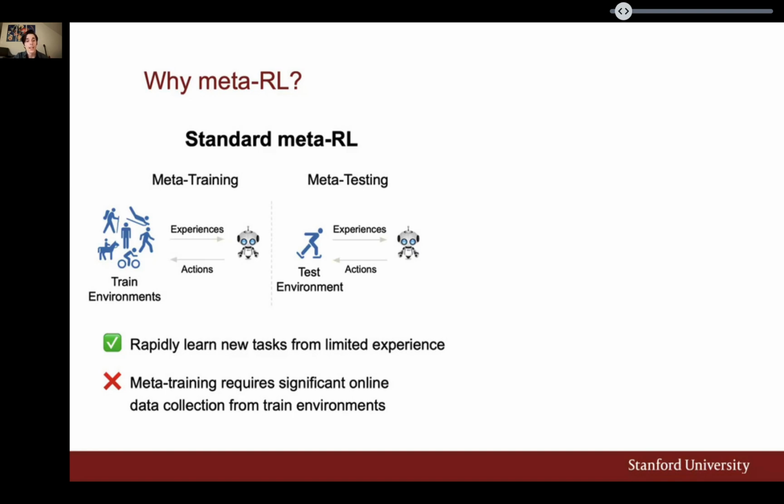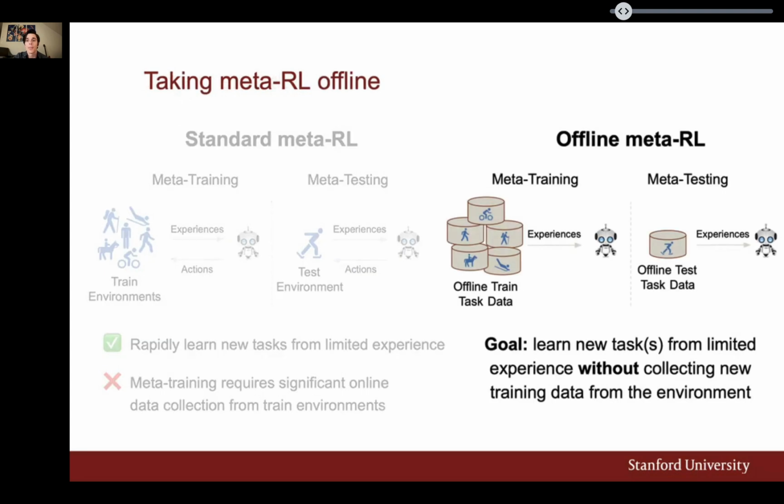However, meta training typically requires a significant amount of data collection in the environments, which can be costly. So in our paper, we introduce the offline meta-RL setting and ask the question, can we learn new tasks rapidly without needing to collect a significant amount of data during meta training? We can think of this offline meta-RL setting as similar to the pre-training and fine-tuning paradigm used in supervised learning.